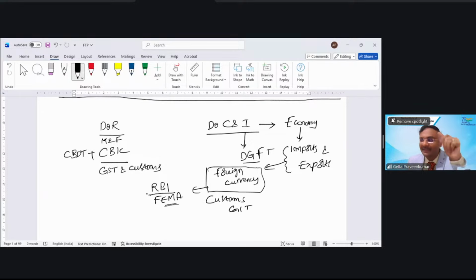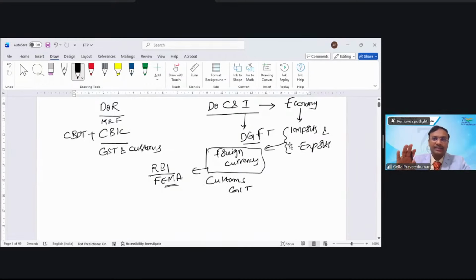So from your examination point of view, you would have studied FEMA, you would have studied some amount of banking norms, customs, GST, what we study in our indirect taxation. DGFT is what today I'm going to take you through for our understanding. So the backbone, the foreign currency, that's import and exports, the industry, the trade in general is monitored, regulated by DGFT. So here I would say policy.